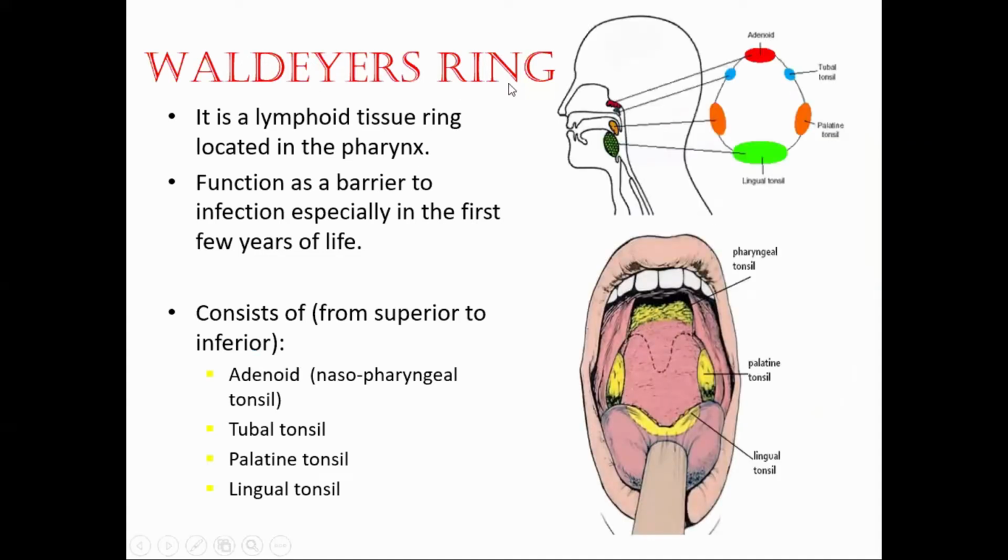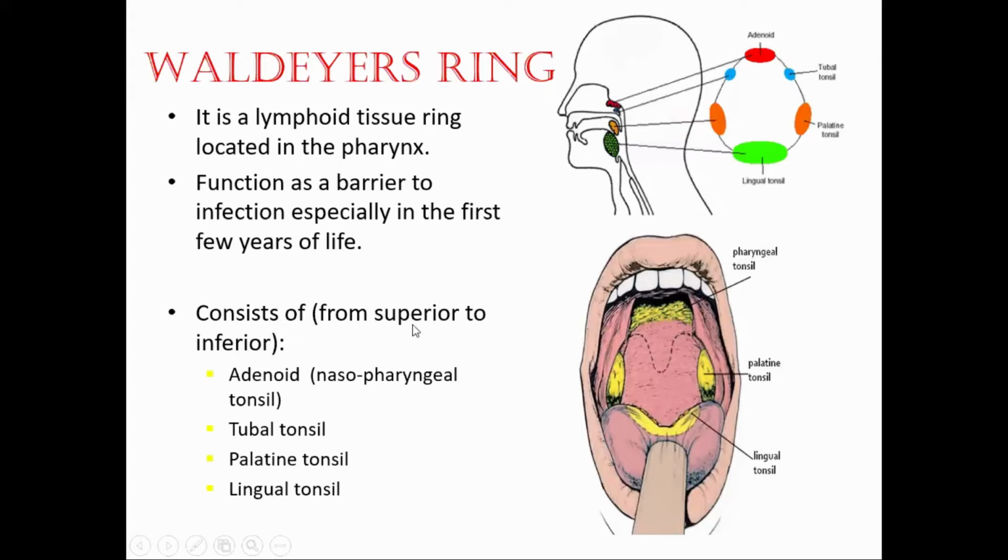Waldeyer's ring. Pyriform fossa clear. Now Waldeyer's ring is a lymphoid tissue ring present in the upper part of the pharynx, that is in the oropharynx and the nasopharynx. Its main function is to act as a barrier to foreign bodies or microorganisms from the external environment to the upper part of the GIT.